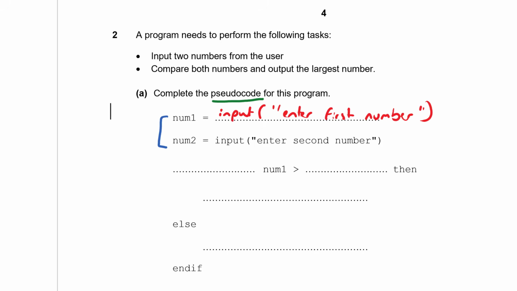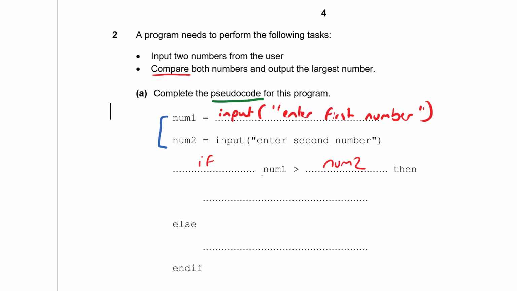And now we're looking to do our comparison. We've got the inputs down. So comparison in programming is an if statement. So it's going to be if num1 is bigger than something. Well, I've only got num1 and num2 to play with, so therefore that's going to be num2. Then what am I going to do? Well, it says output the largest number.